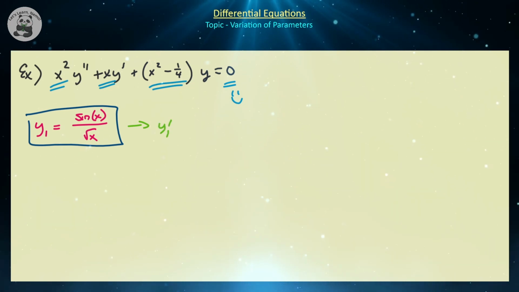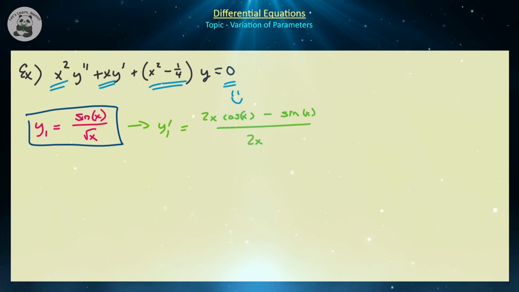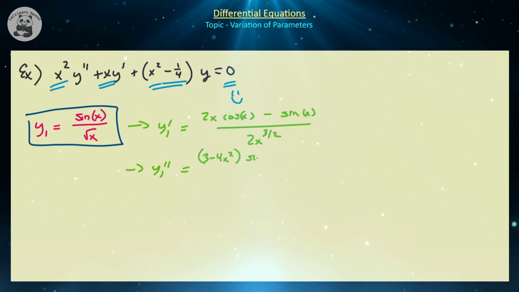So the first derivative of this function via the quotient rule is just going to be 2x times the cosine of x function minus the sine of x function all over 2x to the power of 3 over 2. I recommend keeping things in fractional exponent form. It's going to be a lot easier to deal with later on. And the next thing I want to do is find the second derivative of that particular function. And once simplified, you're going to have 3 minus 4x squared times the sine of x.